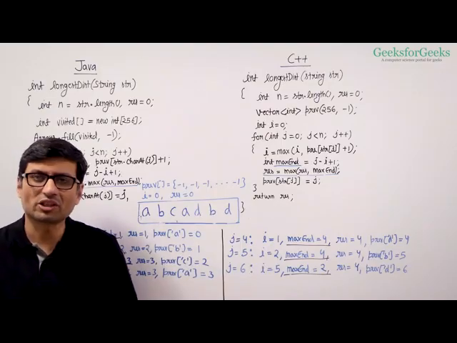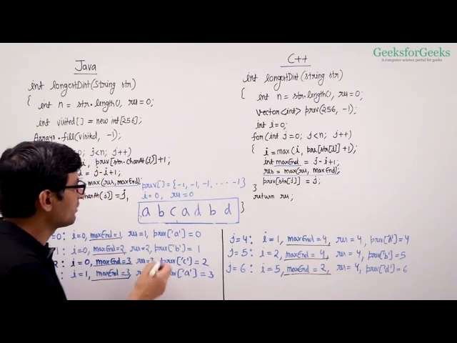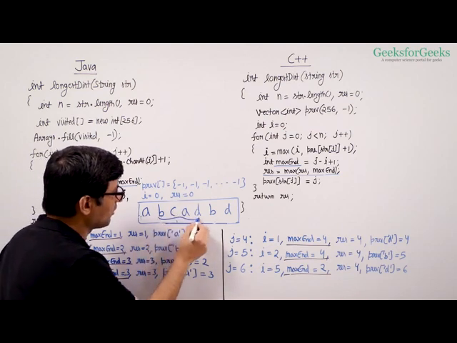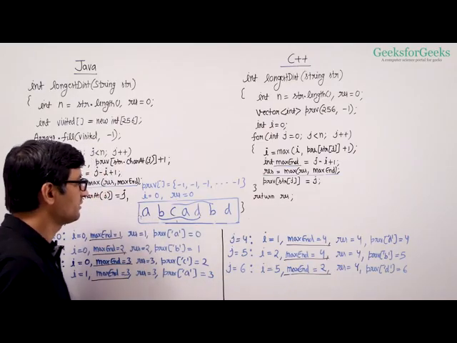So this is how this algorithm works. It gives you the result 4 for the string, which is your final answer. You have multiple strings of distinct characters with length 4. These are the multiple answers we can get here.